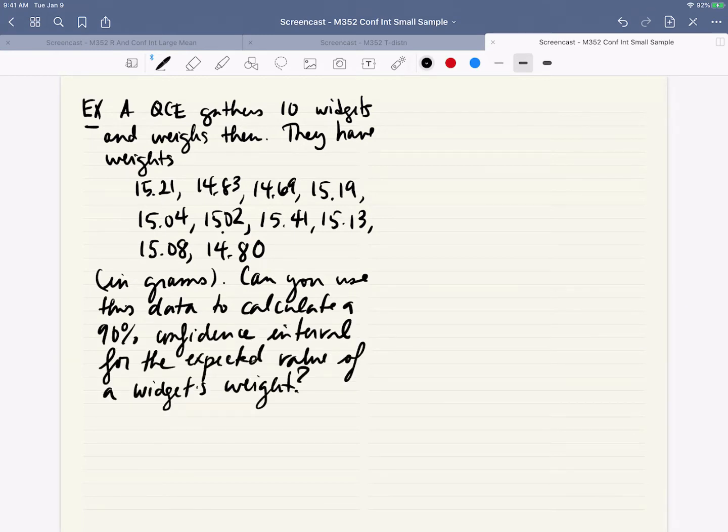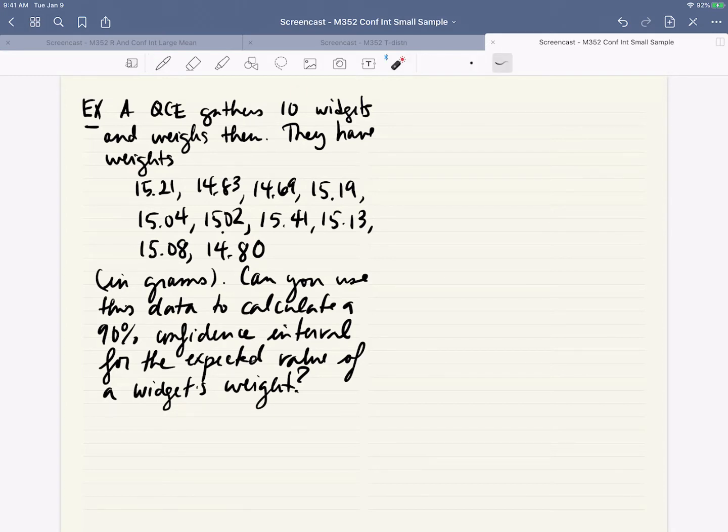Here's the problem. A quality control engineer gathers 10 widgets from the manufacturing floor and weighs them. They've got weights listed here. You can see there's 10 numbers, 8 in the first two rows, 9, 10. And these are weights in grams. Can you use this data to calculate a 90% confidence interval for the expected value of a widget's weight? So how do you go about answering this question? Can you use this data to calculate a confidence interval?